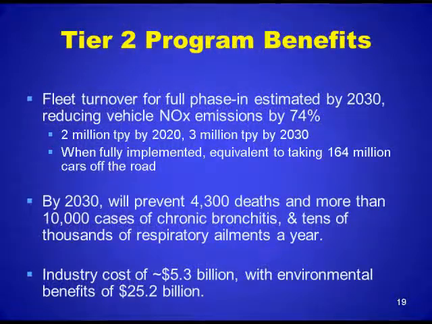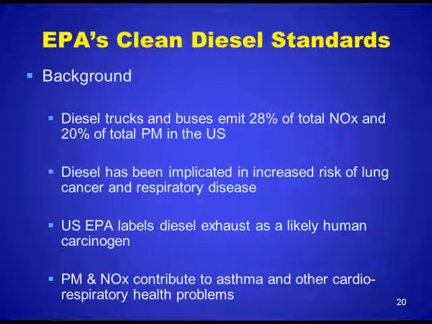Some of the benefits that have come out of the Tier 2 program: fleet turnover for full phase-in estimated by 2030 would reduce NOx emissions by 74%, 2 million tons per year by 2020 and 3 million tons per year by 2030. When fully implemented, it would be the equivalent of taking 164 million cars off the road. By 2030, it'll prevent 4,300 deaths and more than 10,000 cases of chronic bronchitis and tens of thousands of respiratory ailments per year. Now, the cost to the industry to comply was $5.3 billion, with environmental and health benefits of $25.2 billion.